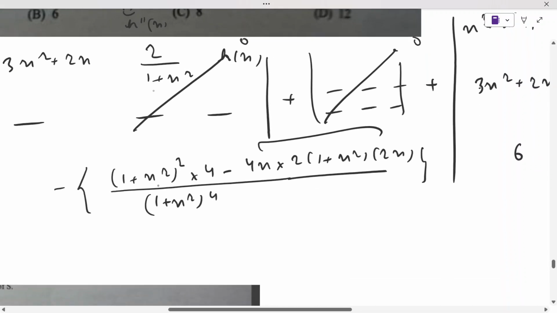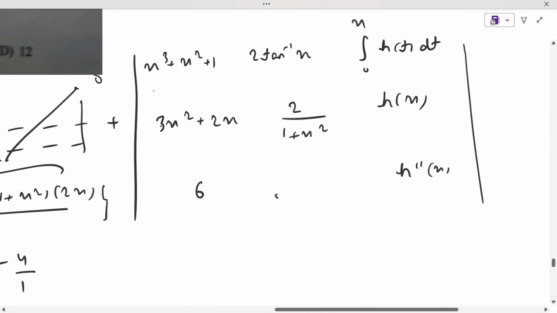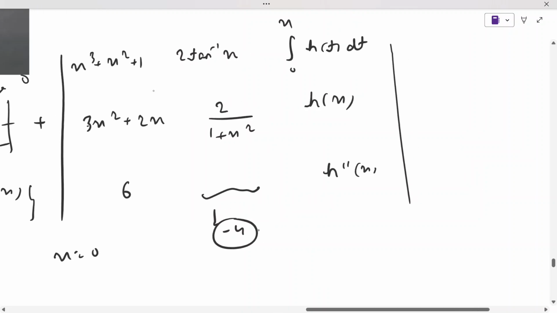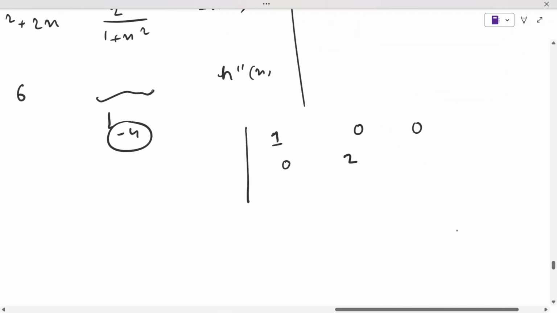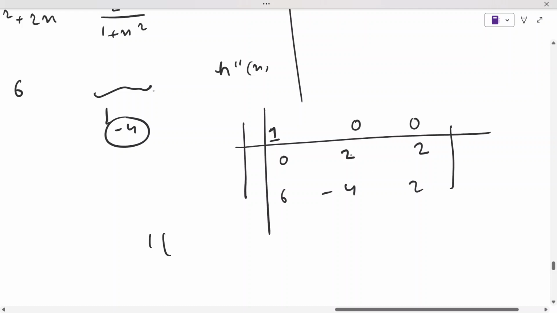Then this one goes away, and this is minus 4 upon 1. So this will be minus 4 after putting that value, right? Whenever x equals 0, this becomes minus 4. This I know. Now what is left out? 1, 0, 0, 0, 2. And it's 6 minus 4. So 1 into 2, 2 twos are 4, 4 plus 8, that is equal to 12, right?